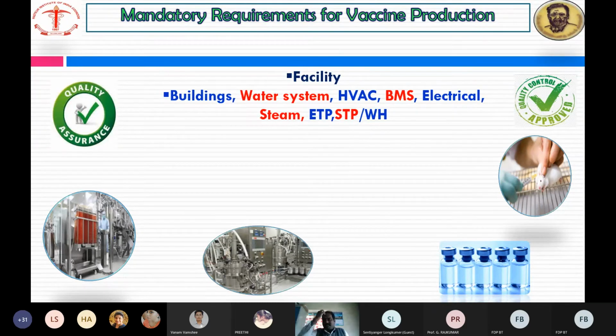What is the DP? And also what is the temperature? What is the RH factor? Everything I can get information from the BMS. And next is electrical. For electrical, we need an uninterrupted power system.